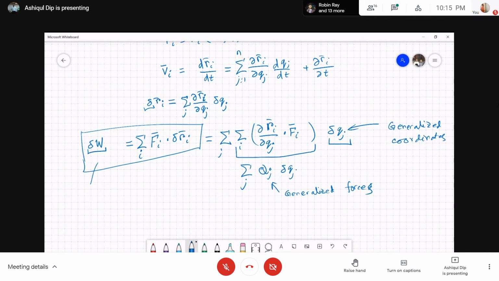And this thing is called virtual work. Remember, this variation δRi is not the actual displacement that the particle takes, but a possible displacement that the particle can take. So this work is not a real work that is actually done on the particle, but a possible work that can be done on the particle.